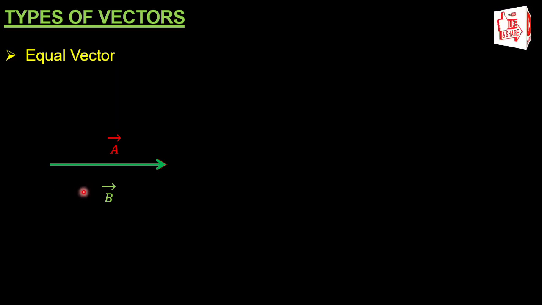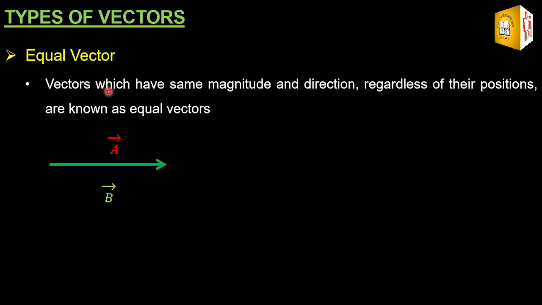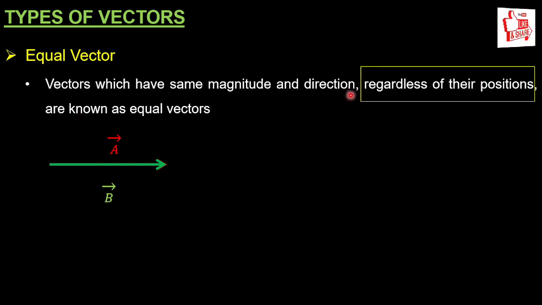So we can define equal vectors as vectors which have same magnitude and direction regardless of their positions. What does regardless of their position mean? It means both of these vectors are equal, whether they start from the same point or origin or at different points, but two things they must have to be equal vectors. And what are they? Same magnitude and same direction.